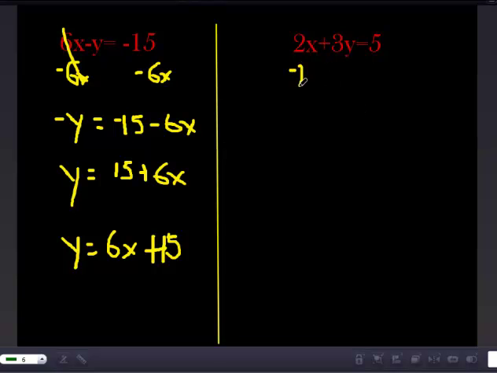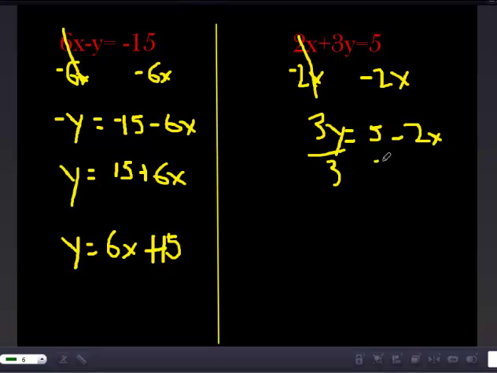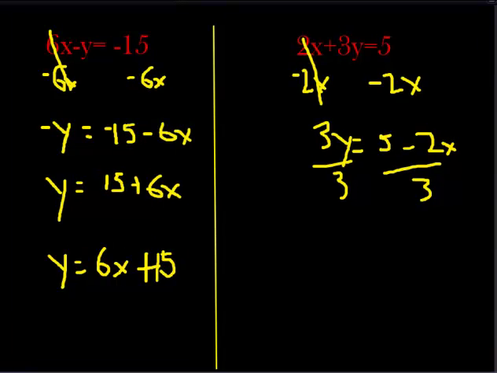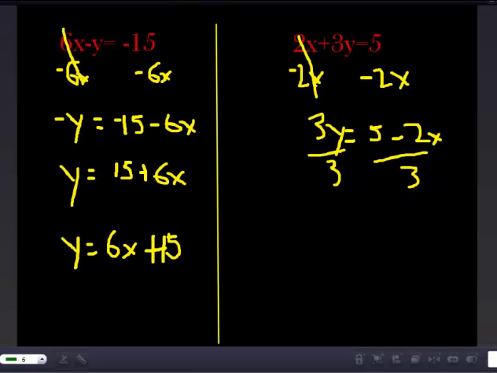I'm going to minus 2x here. Do the same thing over here. That cancels out. I bring down my 3y equals 5 minus 2x. Then I have to take both sides and divide by 3. And remember, this 3, it's almost like the distributive property. I have to take it and divide it by both of them. The 5 and the 2 both have to get divided by that 3.